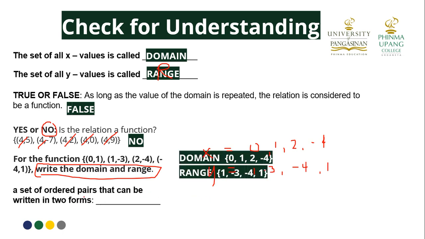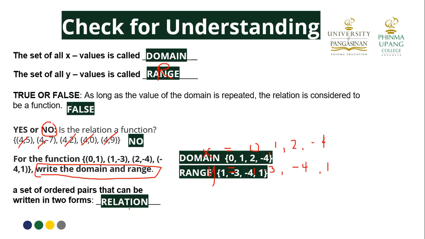A set of ordered pairs that can be written in two forms. In your module, there are two. Number 1 is the roster form, and the other is the rule form. What is the other name for the rule form? Set builder. Very good. It's set builder notation.